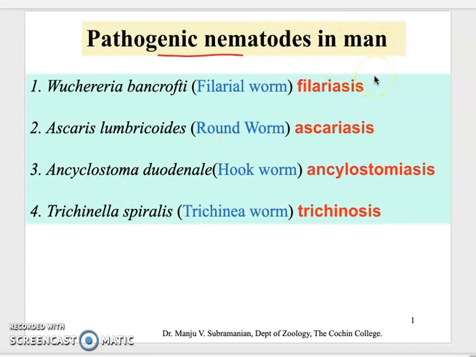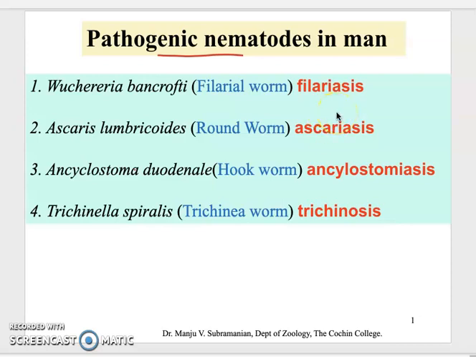For the examination point of view, these parasitic nematodes are Eucheraria branchiophthi, Ascaris lumbricoides, Cyclostoma duodenale, and Trichinella spiralis. So these are the 4 parasitic nematodes that you have to study in this current semester.